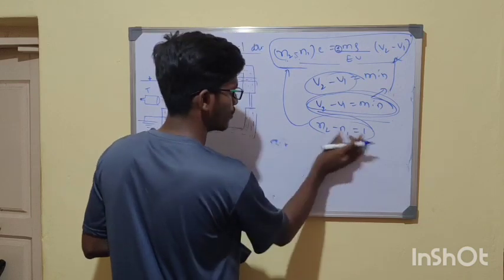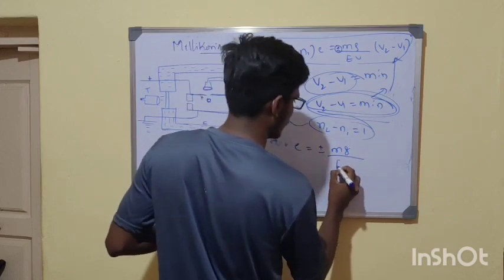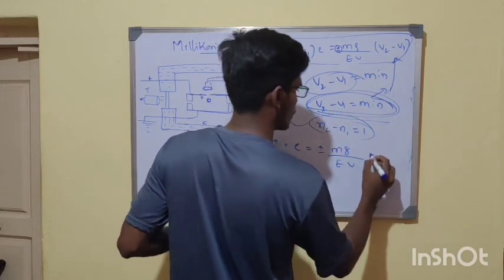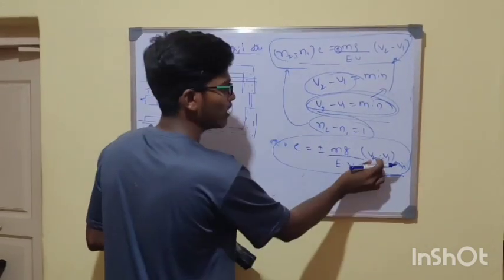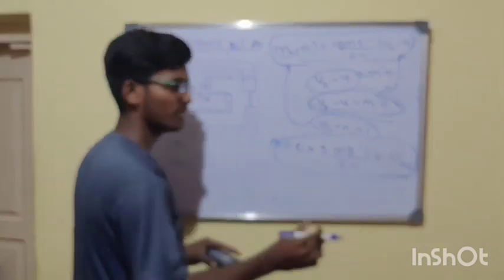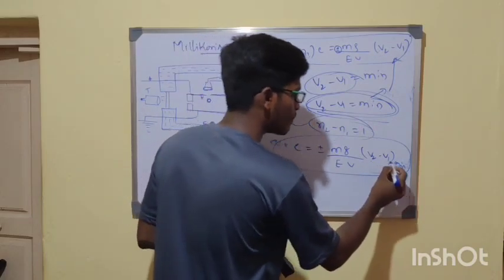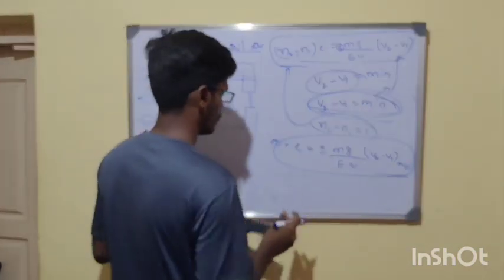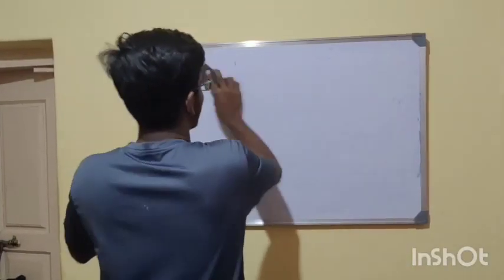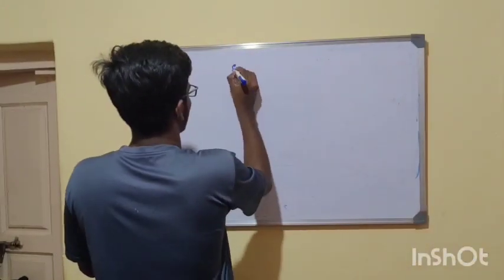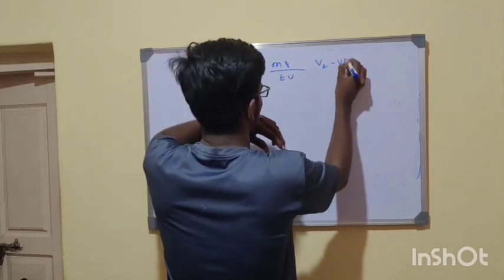N2 minus N1 is 1, so E is plus or minus mg divided by EV into V2 minus V1 minimum. This is one value of the velocity difference of that oil droplet which is moving in the upward direction. When I apply V2 minus V1, I will get a value. So finally we have the equation: E is equal to plus or minus mg divided by EV into V2 minus V1 minimum.